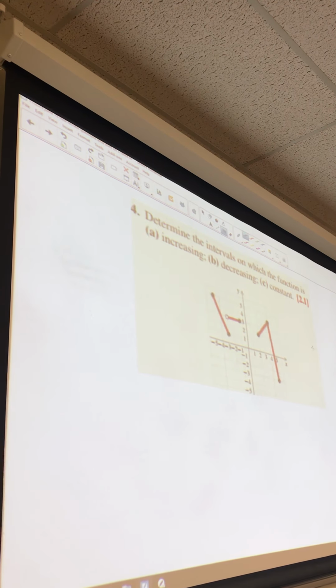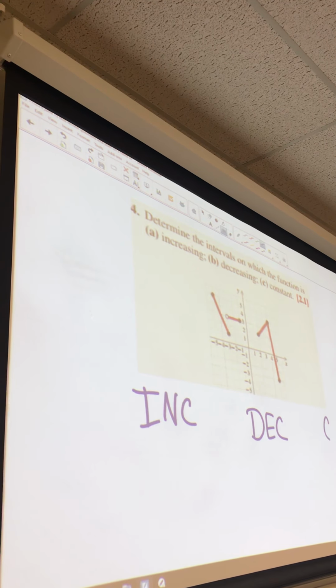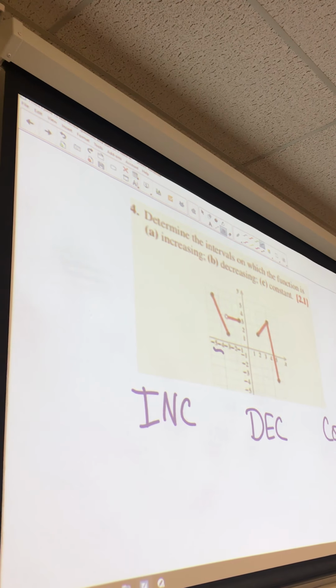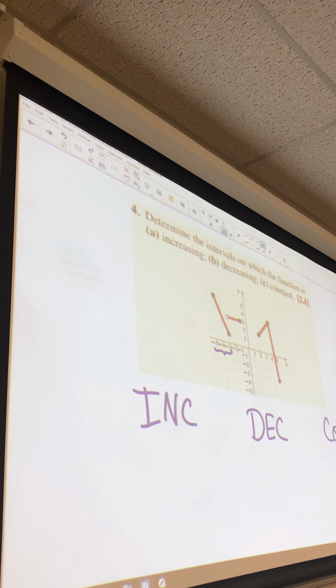All righty. So, increasing, decreasing, and constant. Okay. Left to right, going up, going down, staying the same. So, this first section of all one direction is going what direction? Which type is that? Okay.